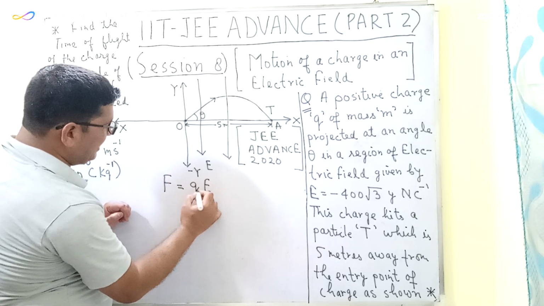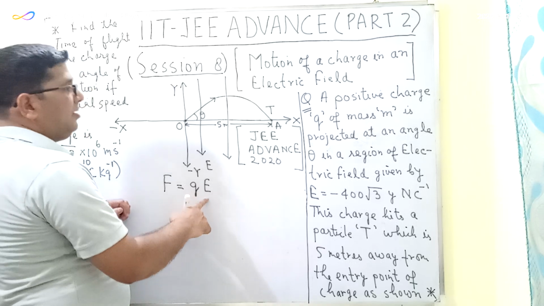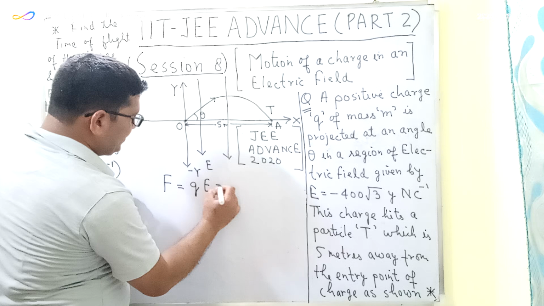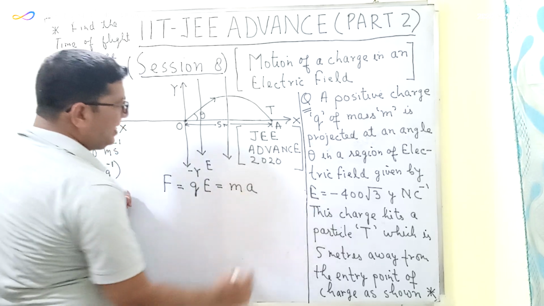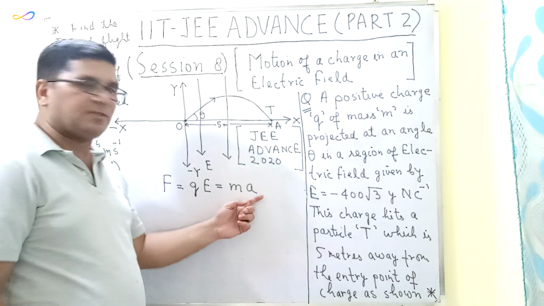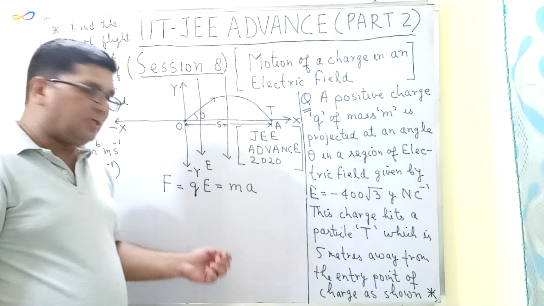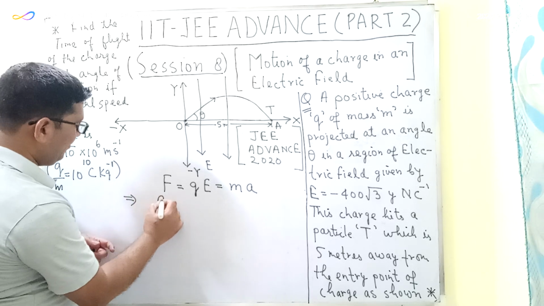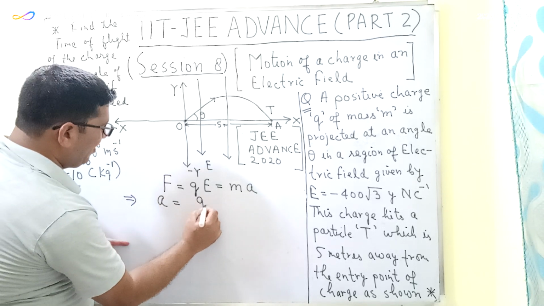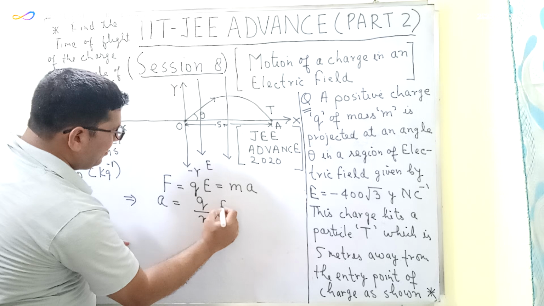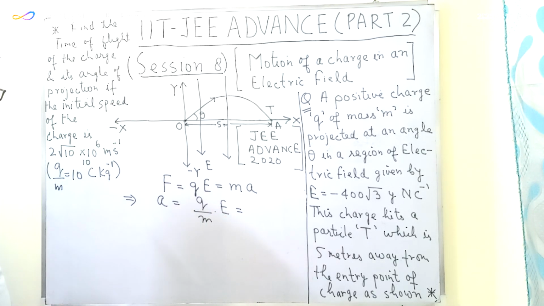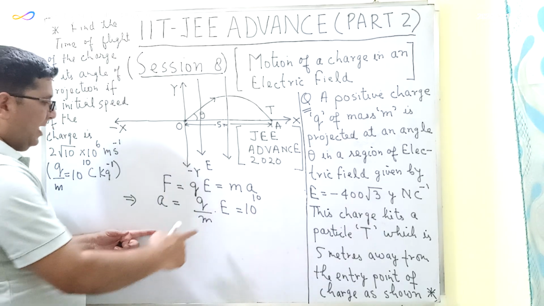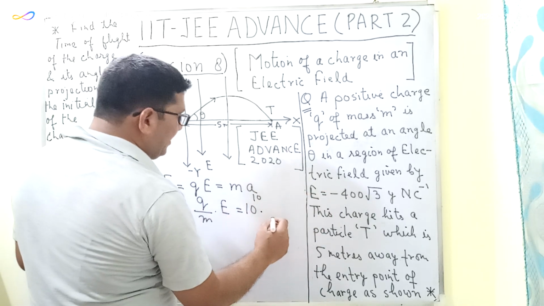This F is the electrostatic force on this positive charge due to this electric field, and this is equal to m into A, where m is the mass of the charge and A is the acceleration of this positive charge due to this electrostatic force. So from this equation we can find the value of acceleration, which is equal to Q upon m into E. Now Q by m is given in this question as 10 to the power 10 coulomb per kg, and the value of E is equal to 400 root 3.